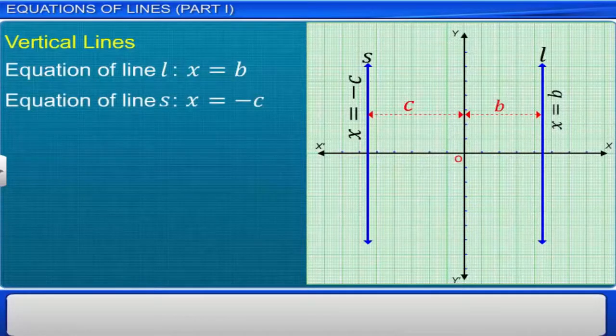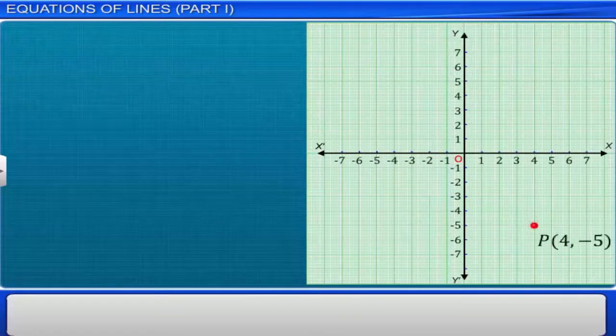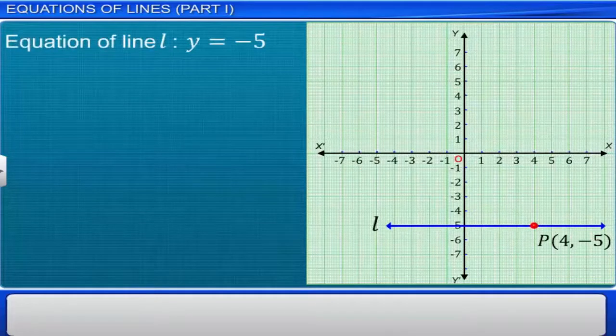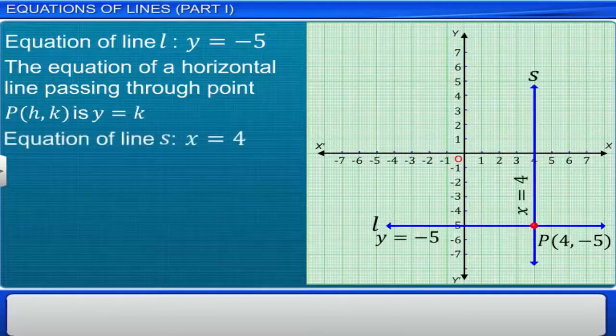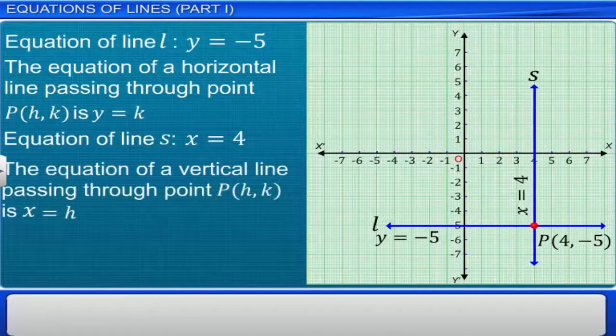For example, consider point P. The equation of the horizontal line L passing through point P is y equals -5. So in general, the equation of any line parallel to the x-axis or a horizontal line passing through point P(h, k) is y equals k. The equation of the vertical line S passing through point P is x equals 4. So in general, the equation of any line parallel to the y-axis or a vertical line passing through point P(h, k) is x equals h.